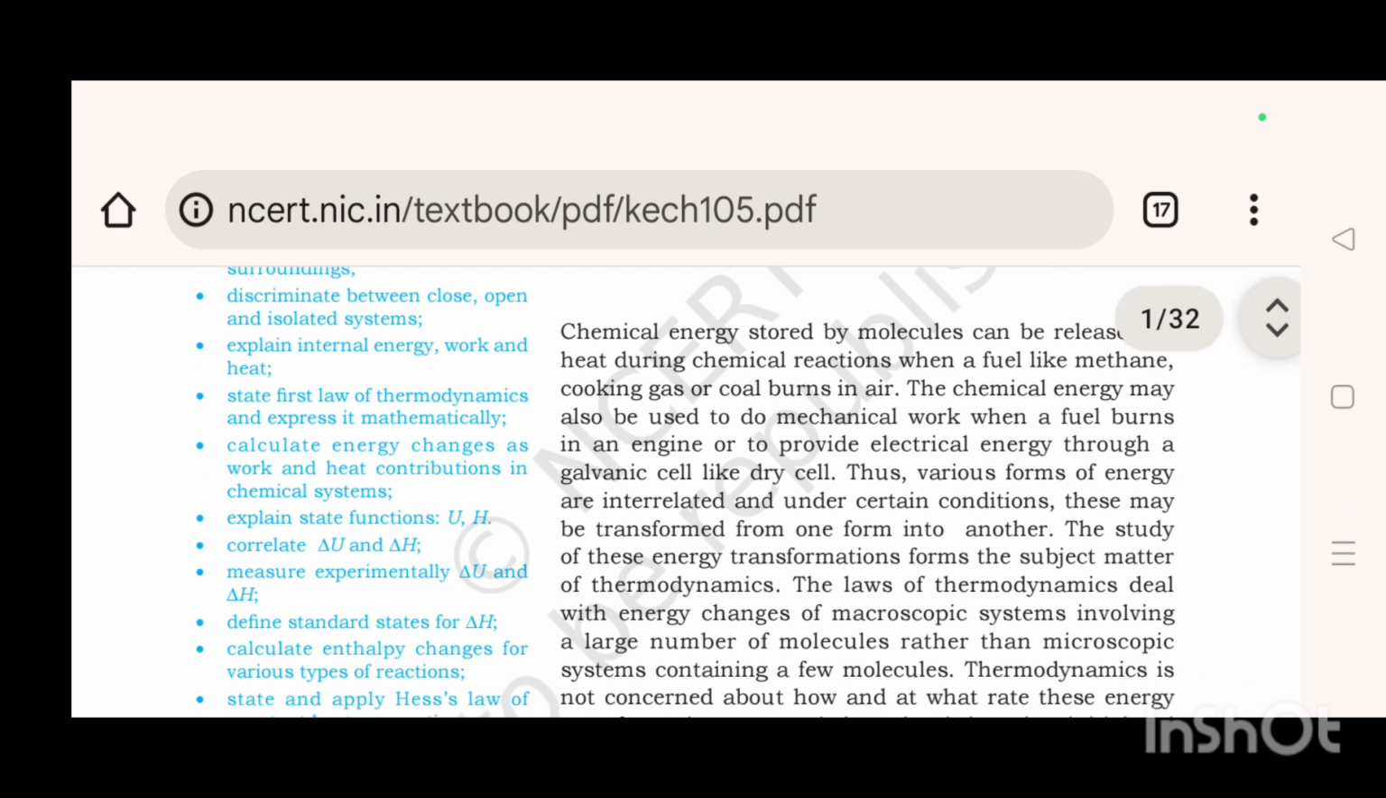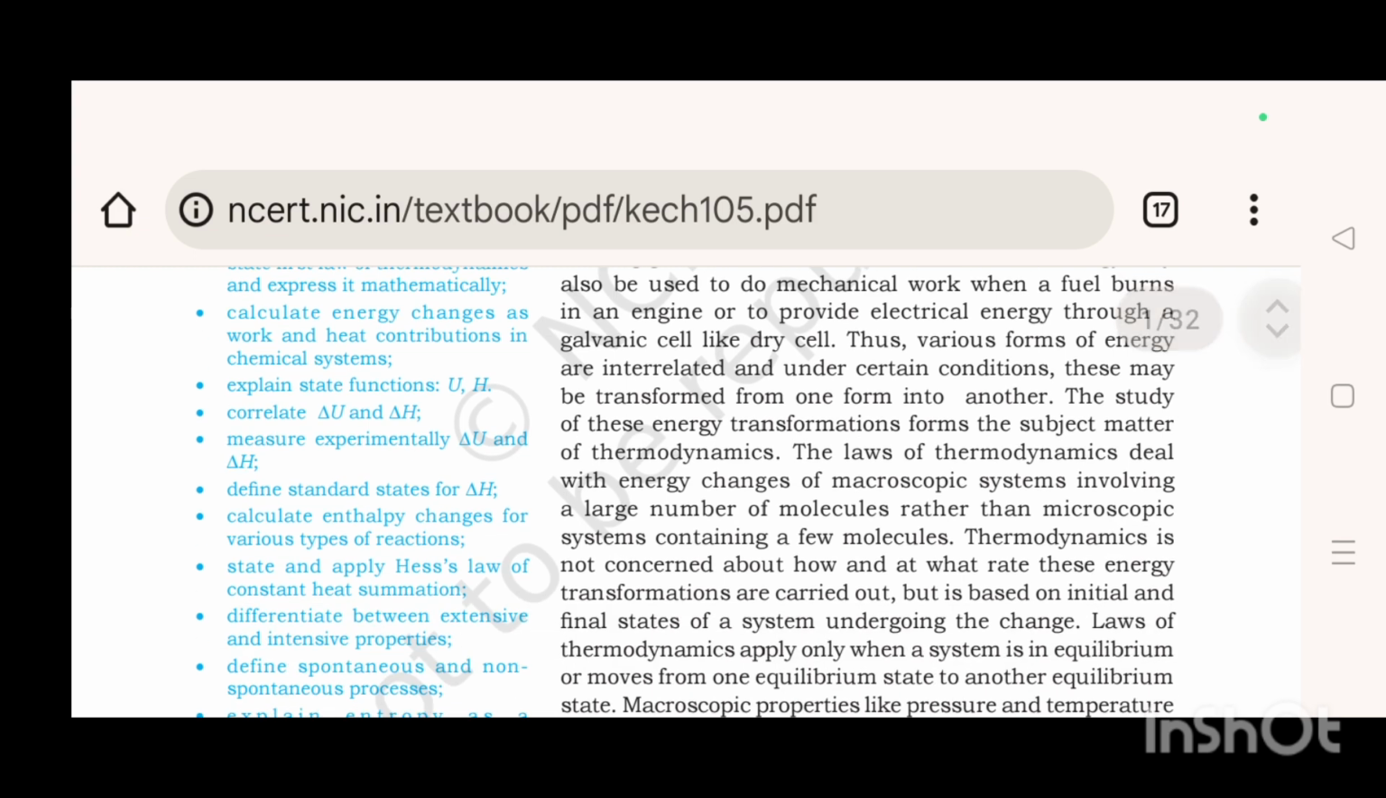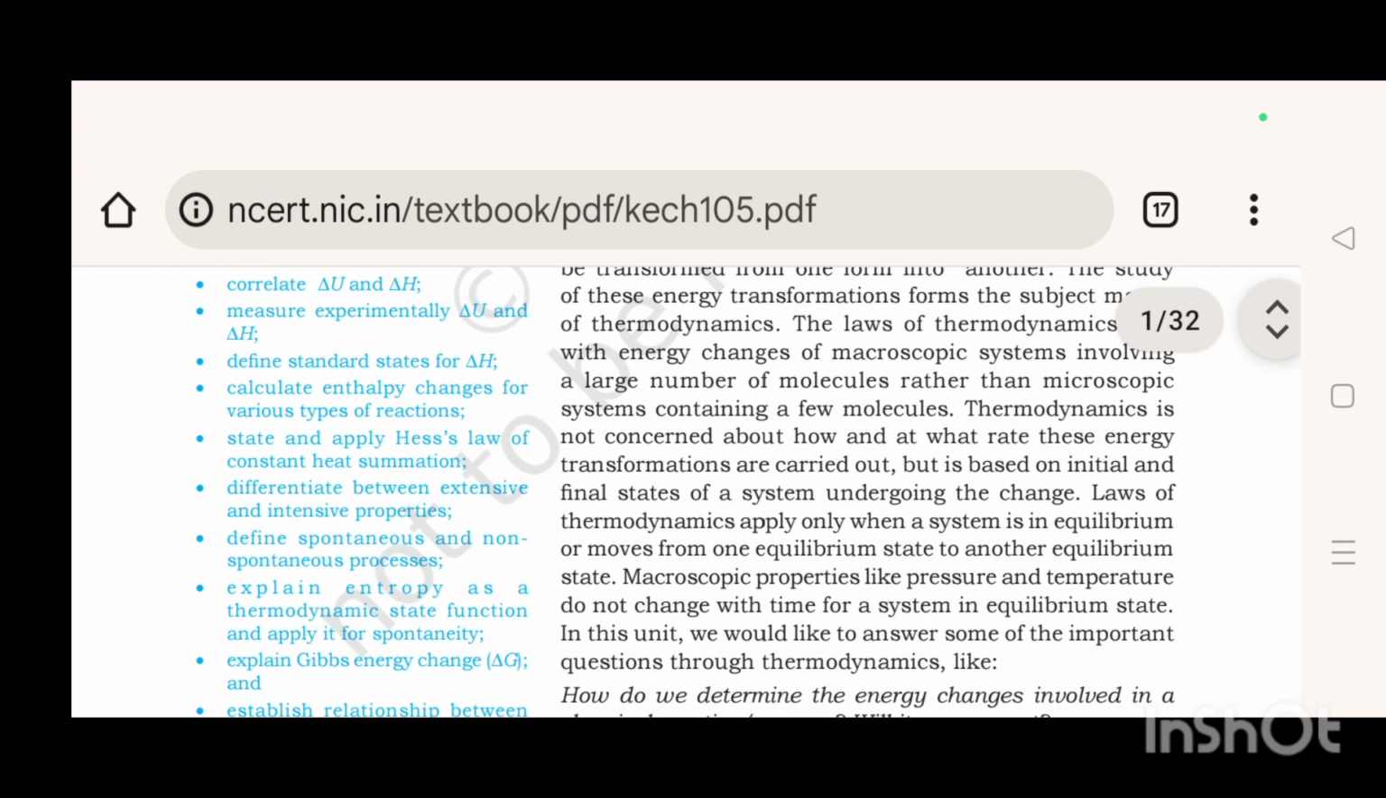The laws of thermodynamics deal with energy changes of macroscopic systems involving a large number of molecules rather than microscopic systems containing a few molecules. Thermodynamics is not concerned with how and at what rate these energy transformations are carried out, but is based on the initial and final state of a system undergoing the changes. Laws of thermodynamics apply only when a system is in equilibrium or moves from one equilibrium state to another equilibrium state. Macroscopic properties like pressure and temperature do not change with time for a system in equilibrium state.